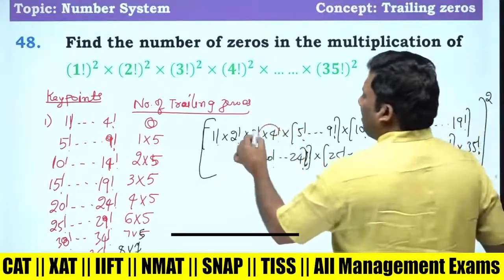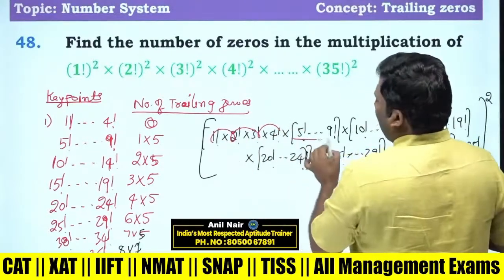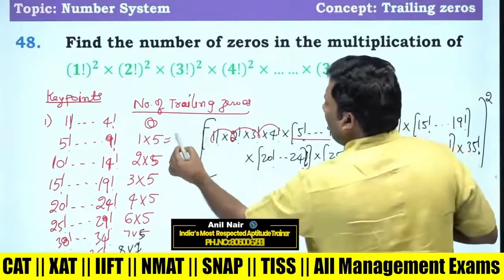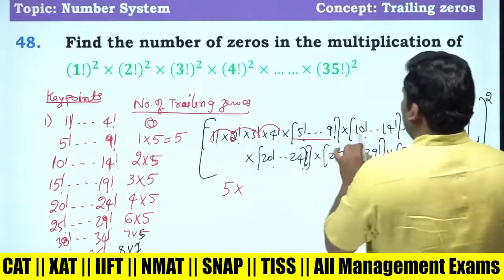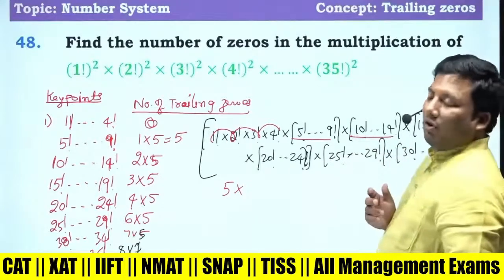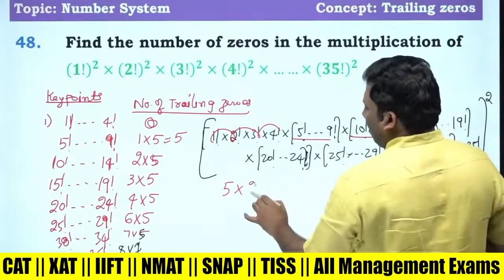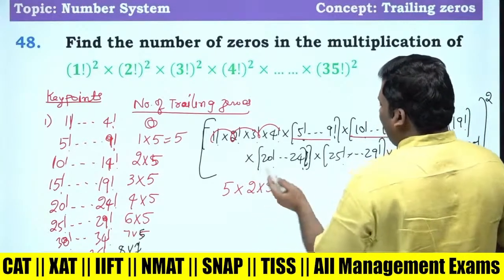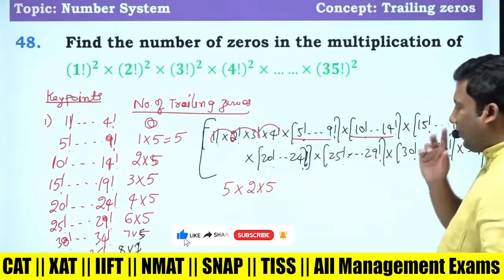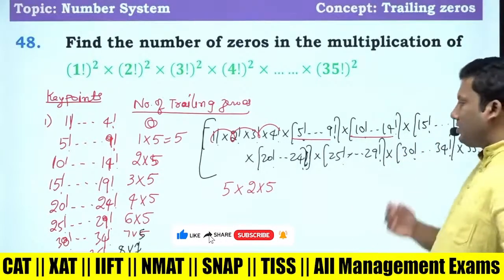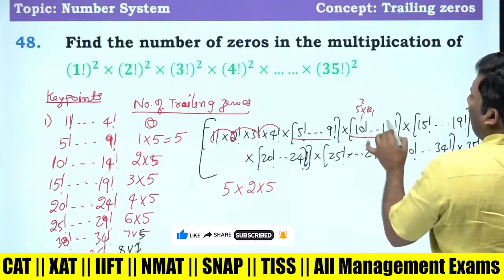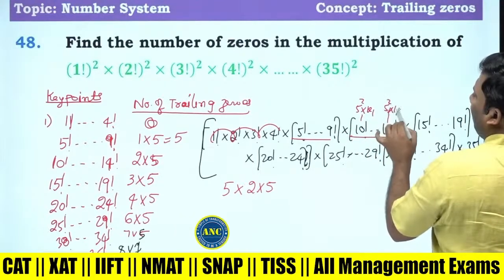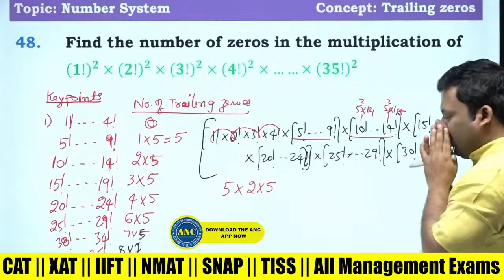There are no 5s in the first part. 5 factorial to 9 factorial: 1 into 5, so there are 5 5s. 10 factorial to 14 factorial: there are 2 5s, and like that 5 numbers are there. That means it is 5 square into K1, 5 square into K5. So 5 times it is added, so it is 10.